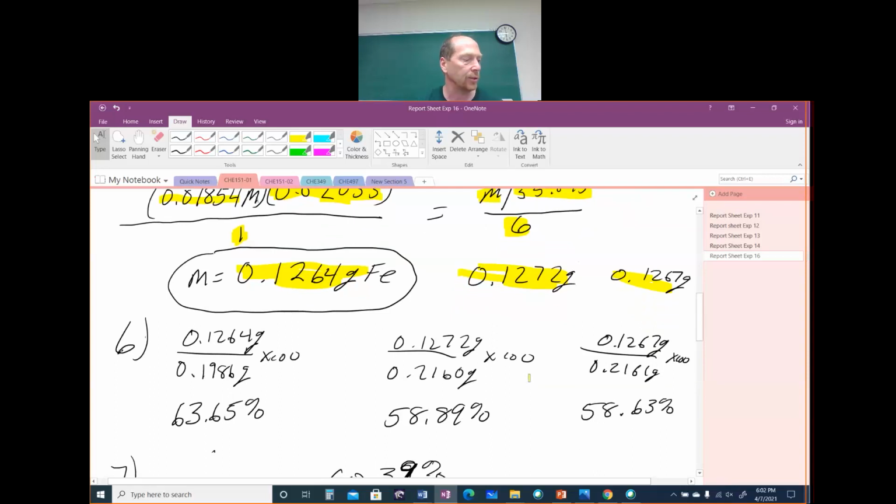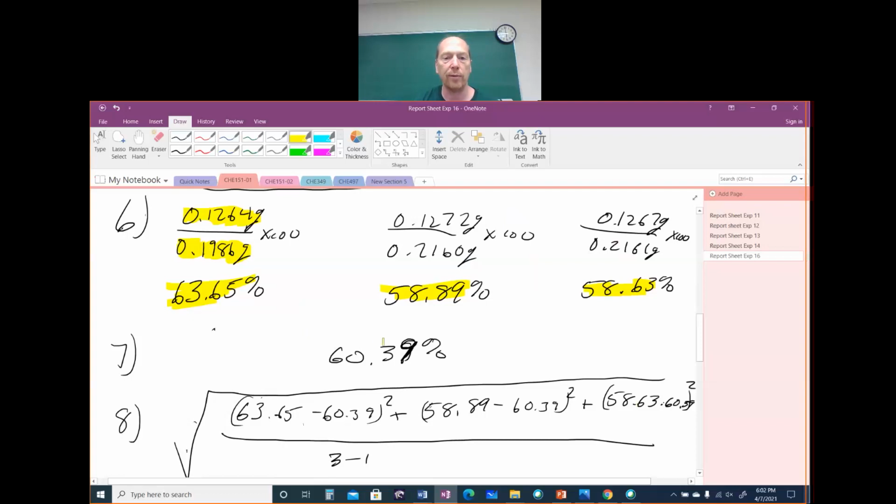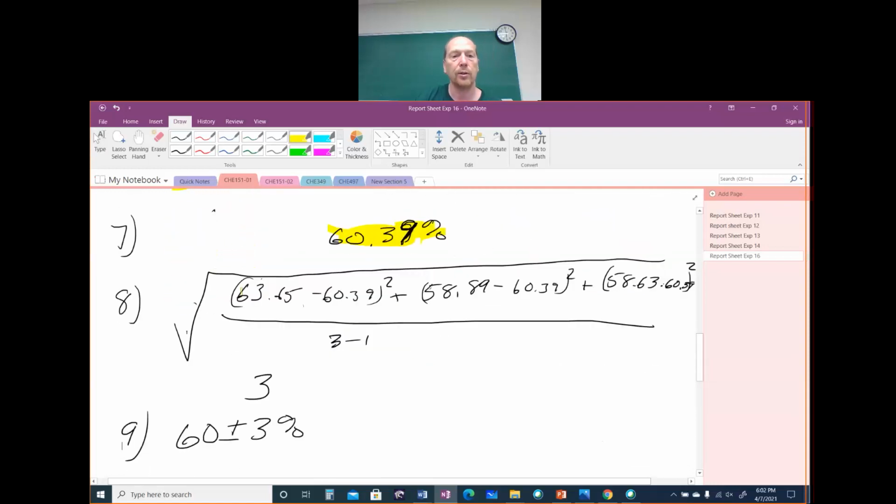In number 6, it says calculate the mass percent. You take your mass of iron divided by the mass of your unknown iron oxide sample times 100. In this case, it was 63.65. In this case, it was 58.89. In this case, it was 58.63. To get the average in number 7, you simply add them up, divide by 3, and you get 60.39%.